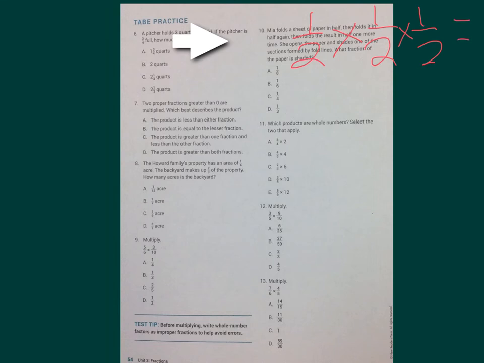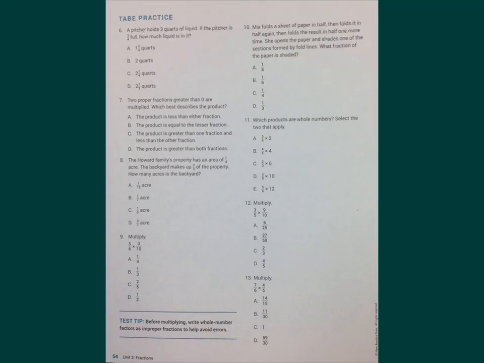Well, let's multiply this out. We know 1 times 1 times 1 is going to equal 1. And then 2 times 2 is going to equal 4. And then 4 times 2 is going to equal 8. So there we go, 1/8 will be our answer. That will be 8.